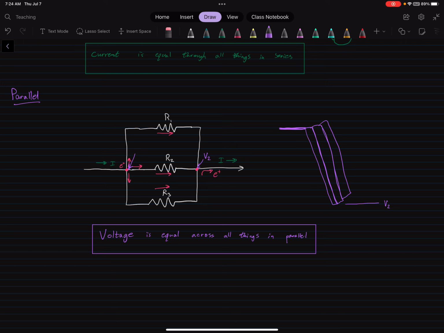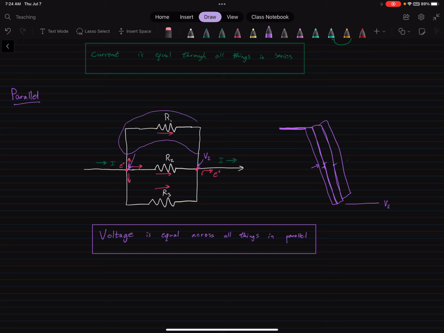And if R1, R2, and R3 are equal in the amount of resistance, then the widths of those pipes will be equal to each other. If they're not, then there will be different size widths, right? You can have different amount of resistance on these segments.